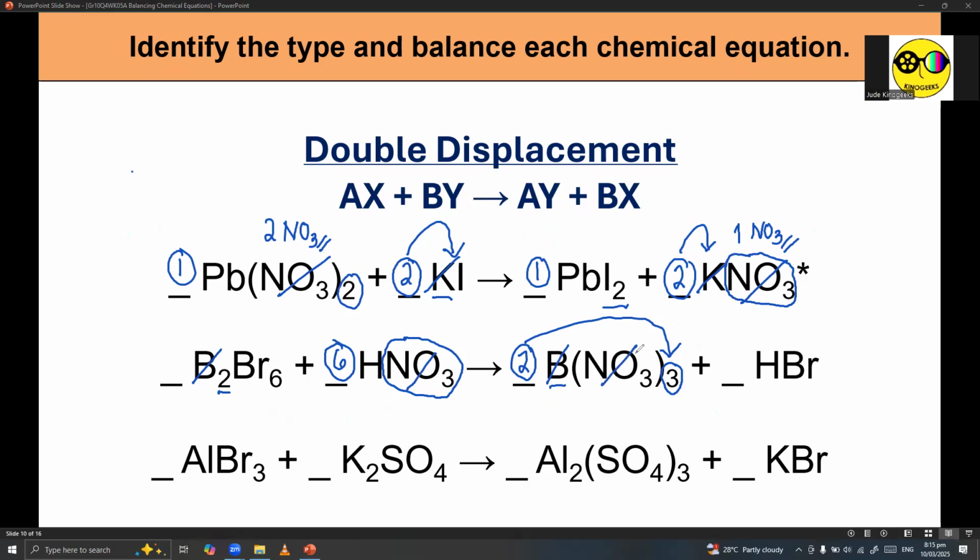However, nadamay si letter H. So we have 6 times 1, 6 hydrogen atoms on the left side, and you only have one on the right side. Therefore, you have to multiply HBr by 6. Balancing hydrogen in the process. Nadamay si Br. So you have 6 atoms of Br on the right side. And you already have 6 on the left side. Therefore, our final coefficient with B2Br6 is number 1. So you have 1, 6, 2, 6.